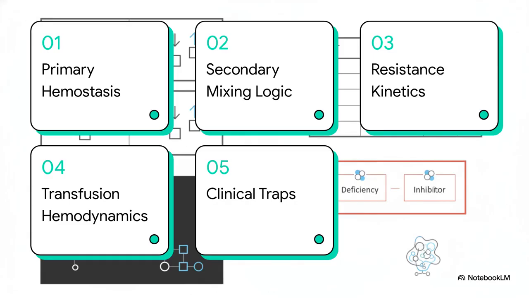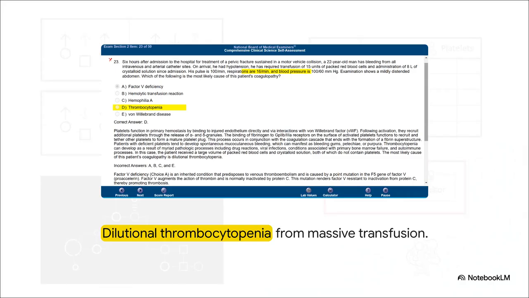All right, here's our structured map of choice architecture for today. We're moving rapidly through 5 high-yield modules: primary hemostasis forks, secondary mixing logic, resistance kinetics, transfusion hemodynamics, and finally, we'll wrap up with some incredibly disruptive clinical traps. Let's get into it. Okay, let's set the clinical stage with a massive transfusion scenario.